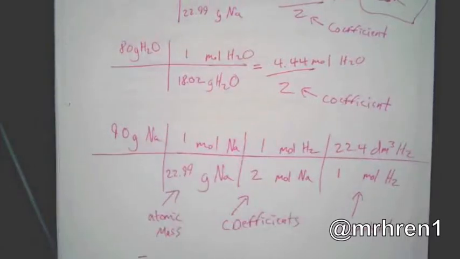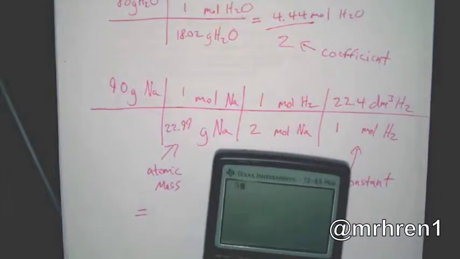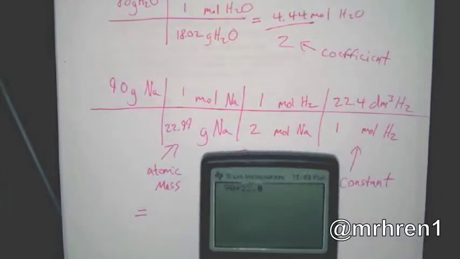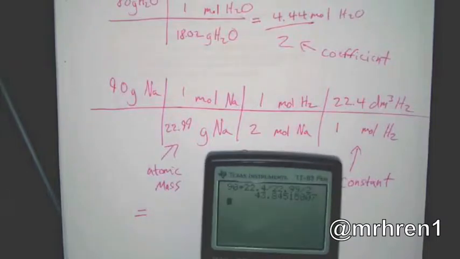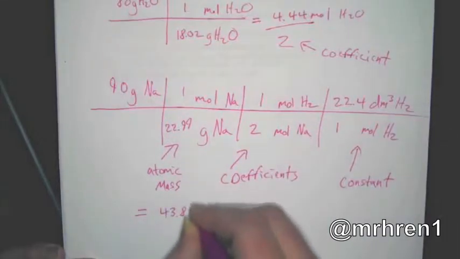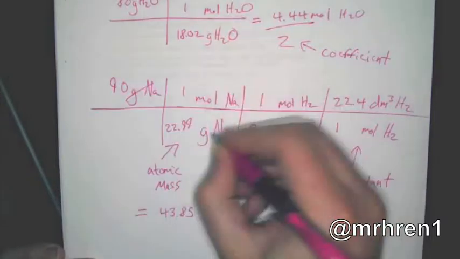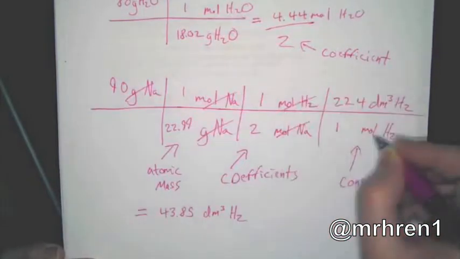So you do this, you'll get your answer, whatever it might be. Just figure it out. So you do 90 times 22.4 divided by 22.99 divided by 2. And you get 43.85 cubic decimeters of H2. So that's great. Make sure your units cancel out.